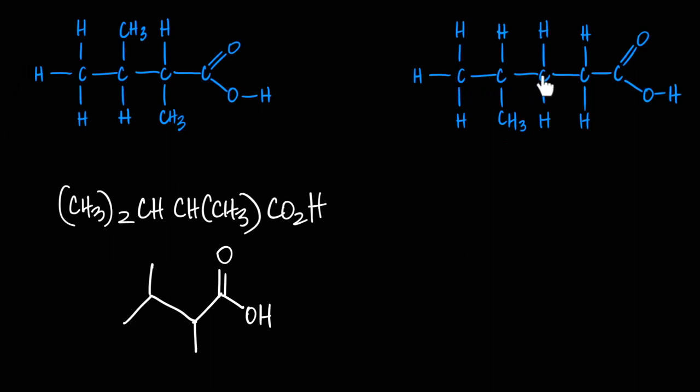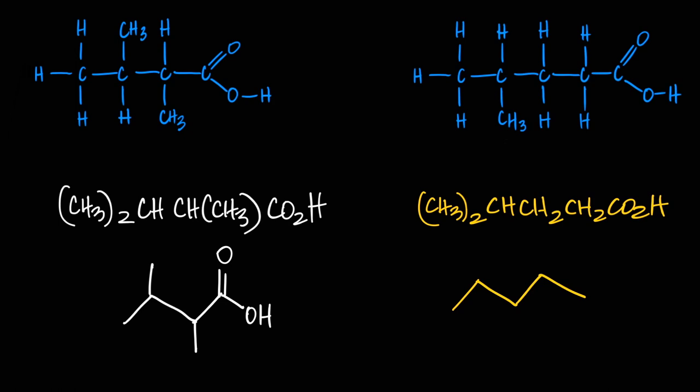Here, you got 1, 2, 3, 4, 5. But again, me and my CH3s. This carbon has a CH3 here and a CH3 here. So two CH3s, again, on a CH. Obviously, this CH is this one. Then a CH2, and then another CH2, and a CO2H. And its skeletal would be 1, 2, 3, 4, 5 carbons long, the second one having a CH3, and the last one having an acid group, COOH. So that's the structural formula for this.